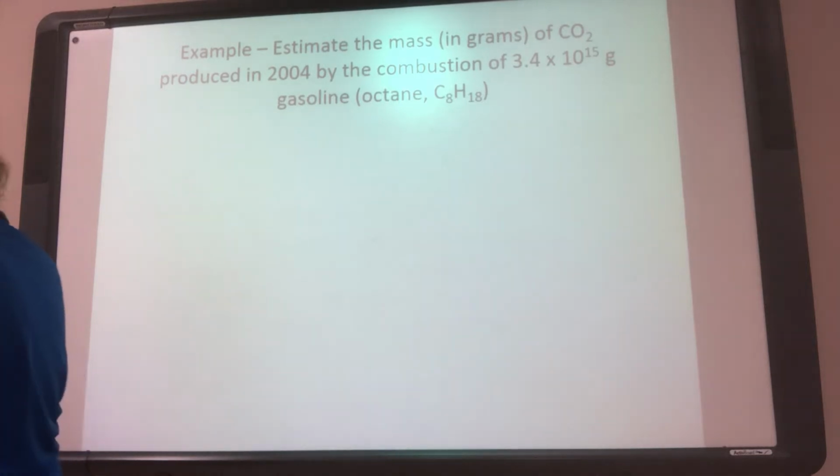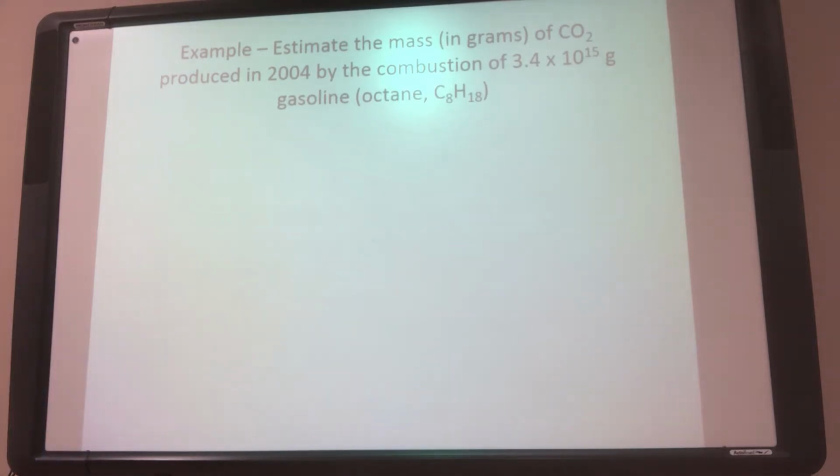So let's look at this problem. This problem says estimate the mass in grams of CO2 produced in 2004 by the combustion of 3.4 times 10 to the 15 grams of gasoline. And the gasoline is octane. All right, so what's happening?